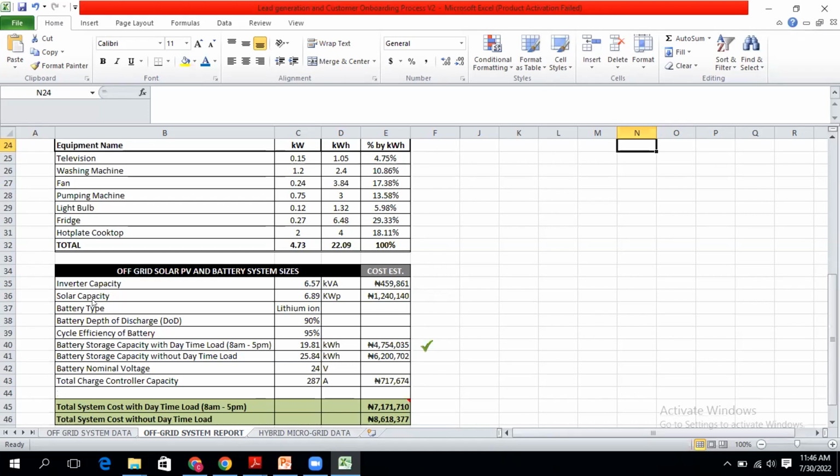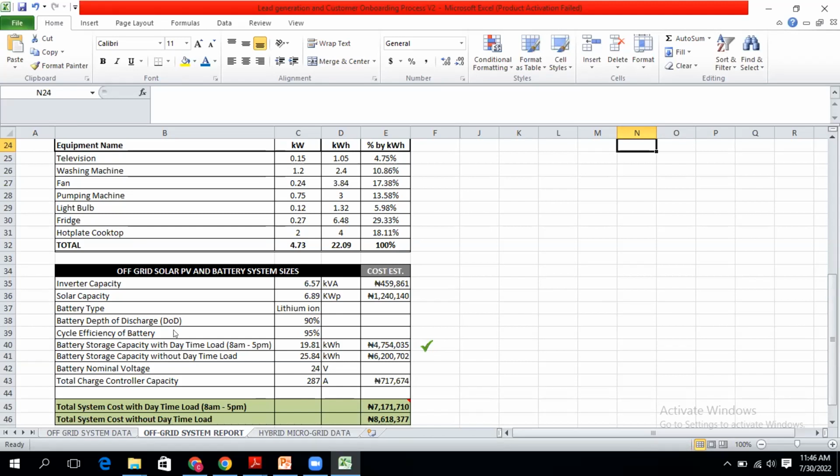Now, this is the solar capacity. All those calculations that we did have already taken place here automatically. You need a solar capacity of 6.89 kilowatt peak. Now, the battery technology that you choose is lithium ion, and for lithium ion, it is assumed that the depth of discharge is 90% by assumption.